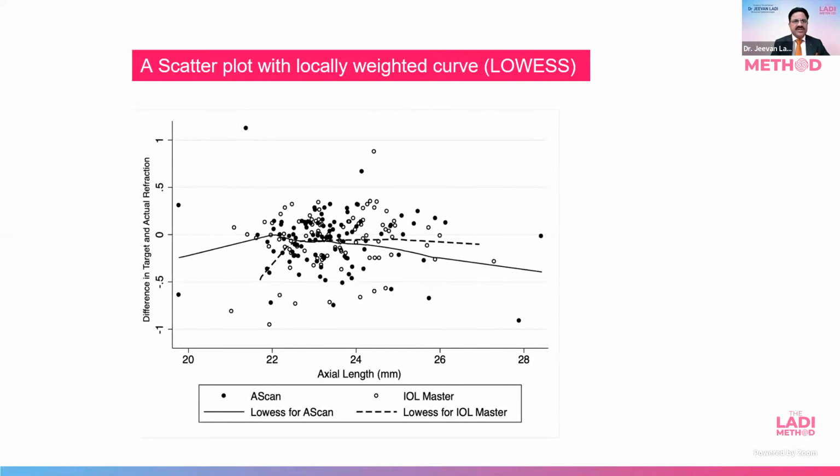You can see the scatter plot with locally weighted curve, that is the Lowess curve, and you can see most of the patients are on the zero line or lying within the 0.5 plus or minus range. But as I said, in axial lengths where there are extremes of axial length, you can have a few patients who are there with a little bit of deviated refraction.